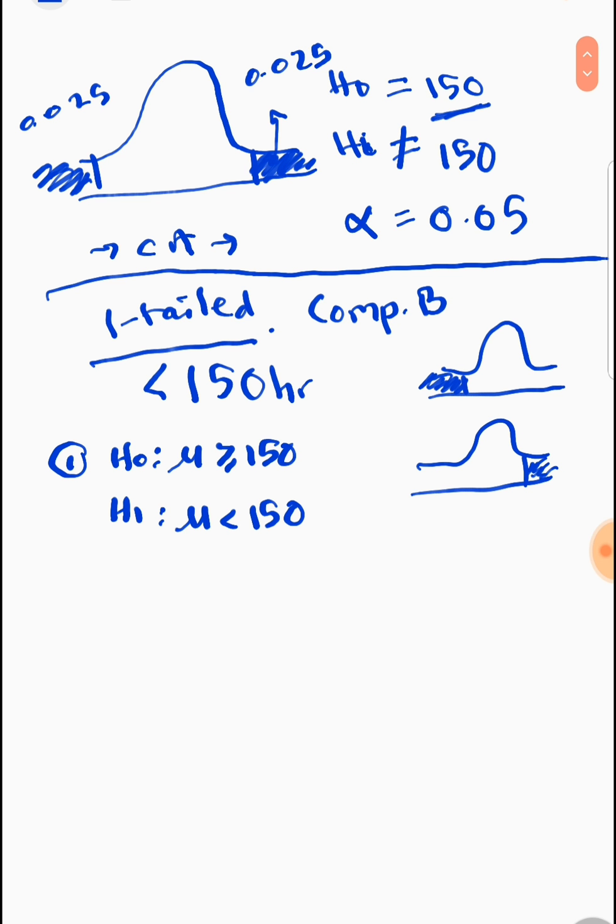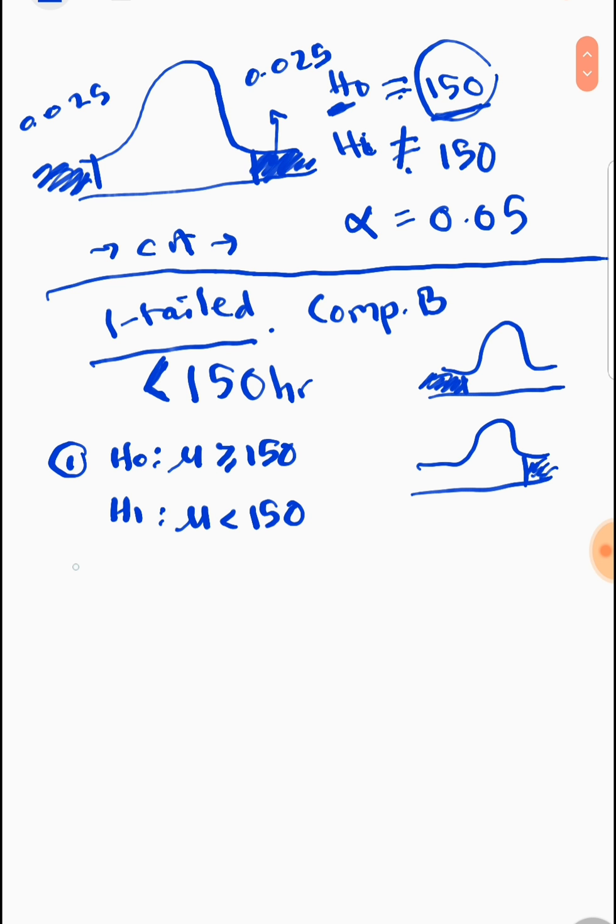You see the difference when it comes to two-tail tests: it's either equal or not equal to, and the equal to part usually goes by H naught. Since company A claims that it's 150 hours, this is parked at H naught. For a one-tail test, whether it's less than or more than, we park it at H1 here, which is less than 150.